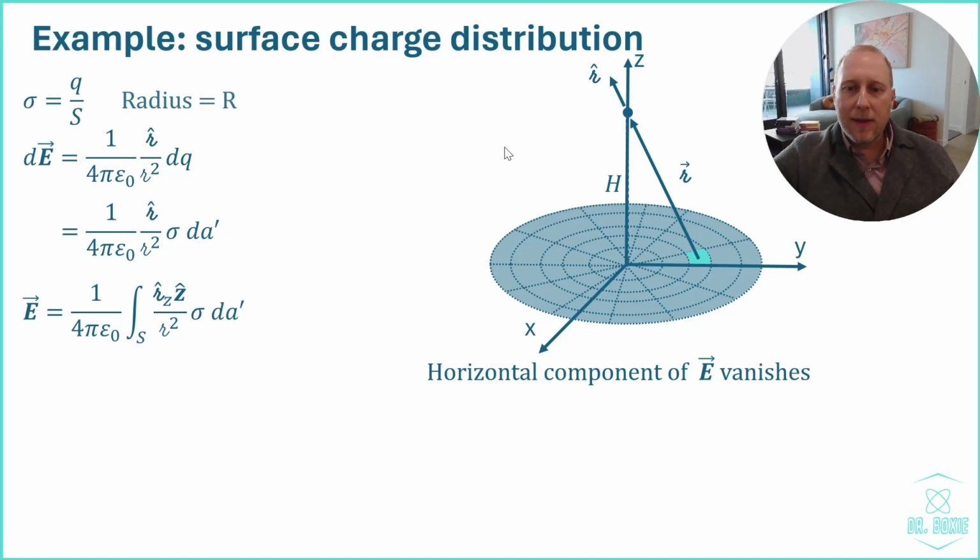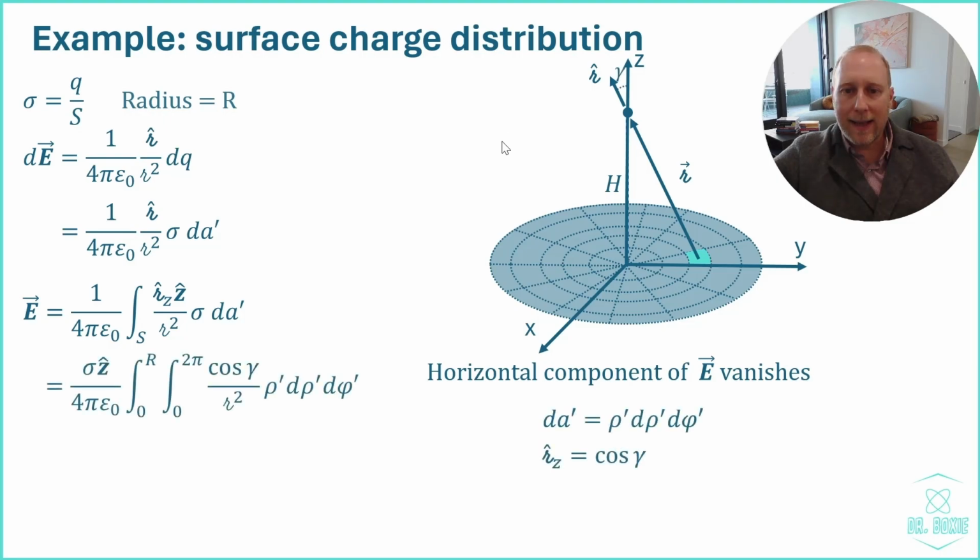Now, if I define the angle between curly r hat and the z-axis as gamma, then the z component of curly r hat is the cosine of this gamma. And as we saw in polar coordinates in one of the previous lessons, the tiny portion of area dA prime is equal to rho prime d rho prime d phi prime, where rho prime and phi prime are defined in the same way we did in polar coordinates, namely rho prime is the distance from the origin to this portion of area, and phi prime is the angle between the positive x-axis and this portion of area.